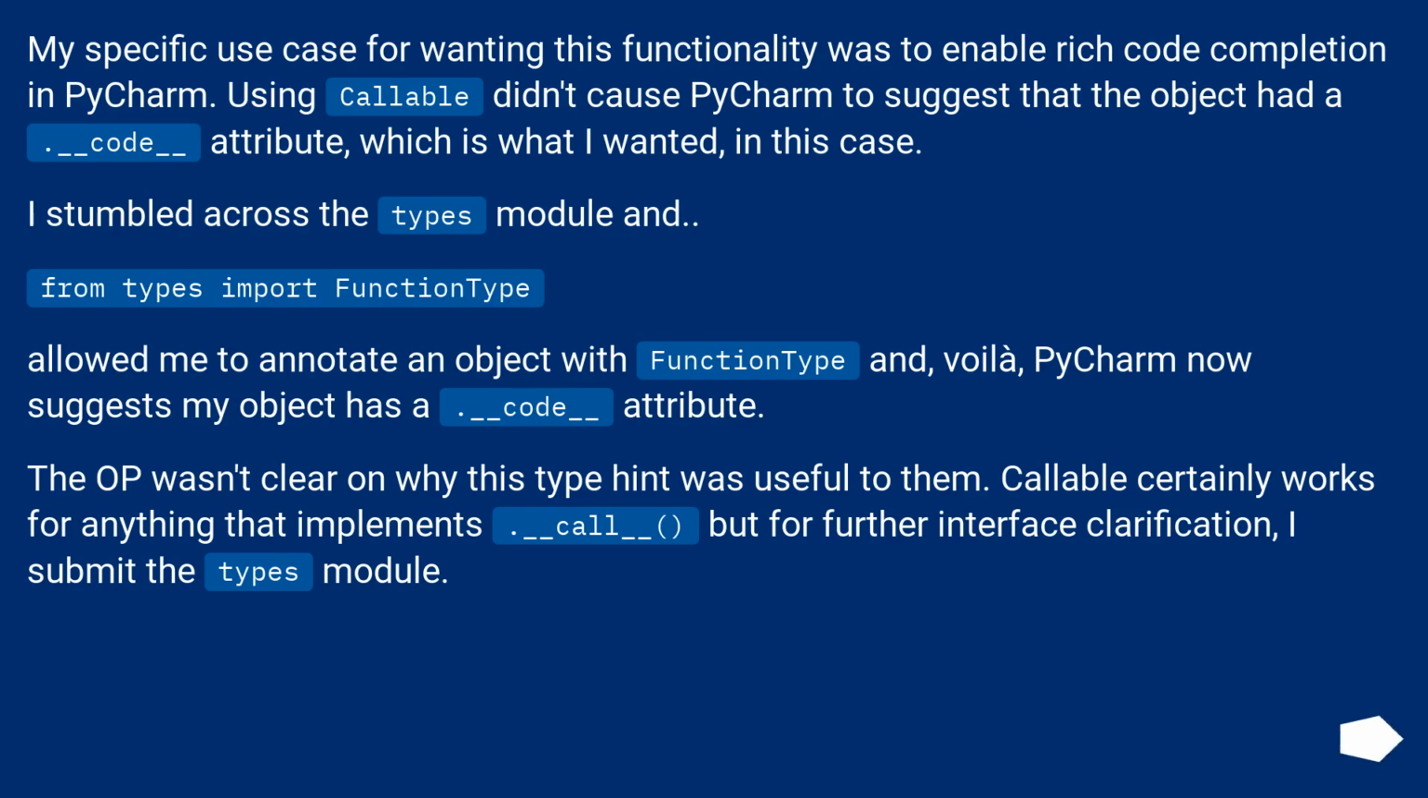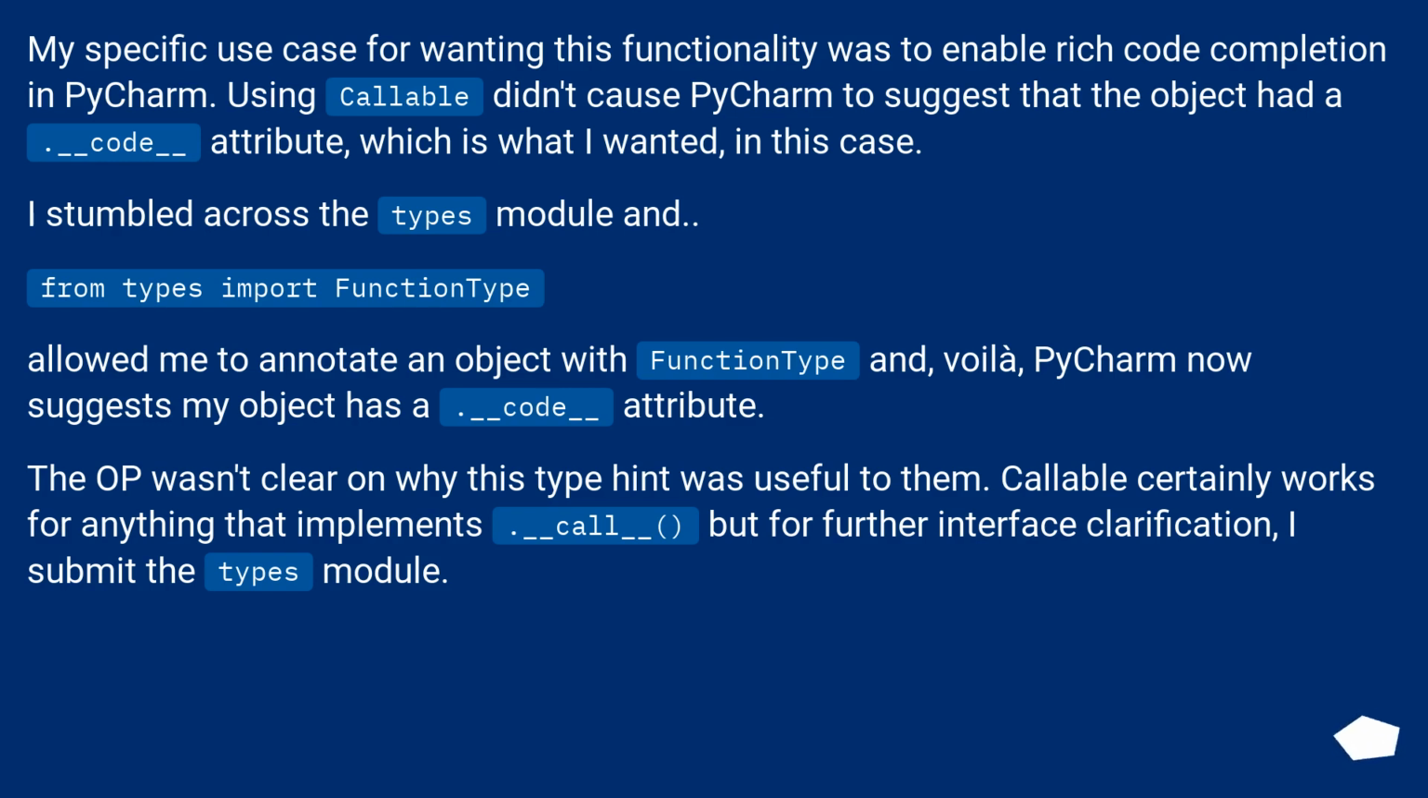My specific use case for wanting this functionality was to enable rich code completion in PyCharm. Using Callable didn't cause PyCharm to suggest that the object had a .__code__ attribute, which is what I wanted in this case. I stumbled across the types module and from types import FunctionType allowed me to annotate an object with FunctionType and, voila! PyCharm now suggests my object has a .__code__ attribute.